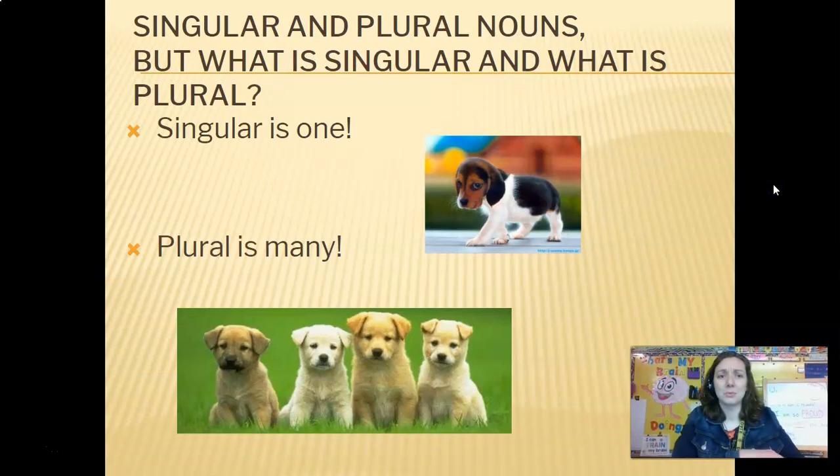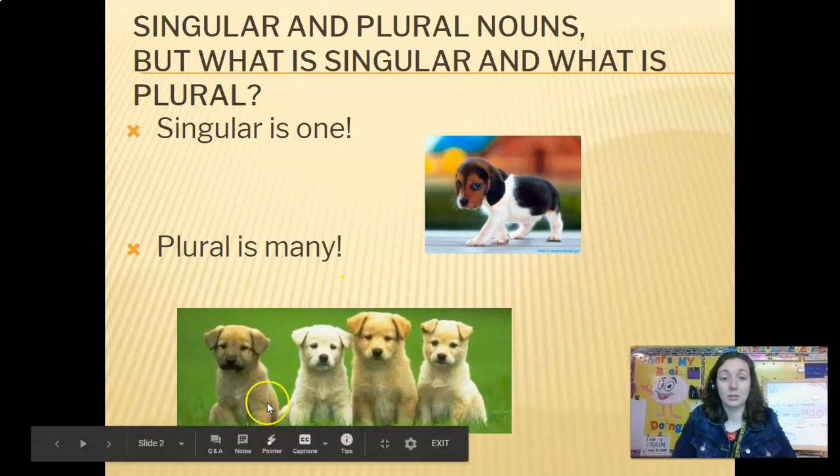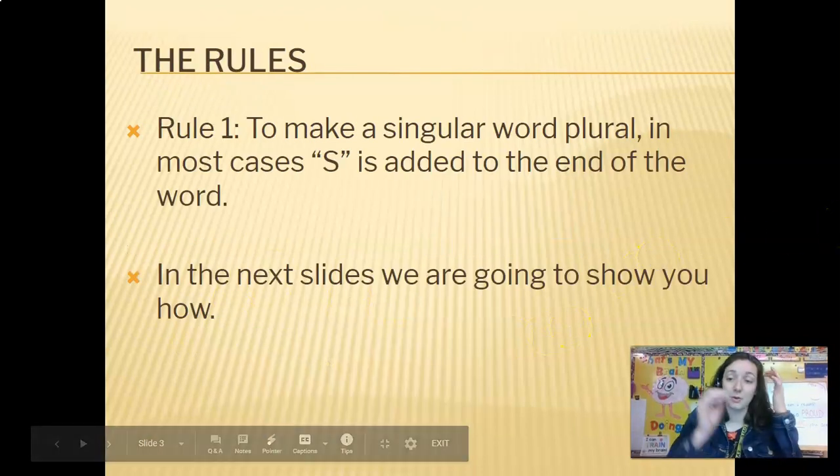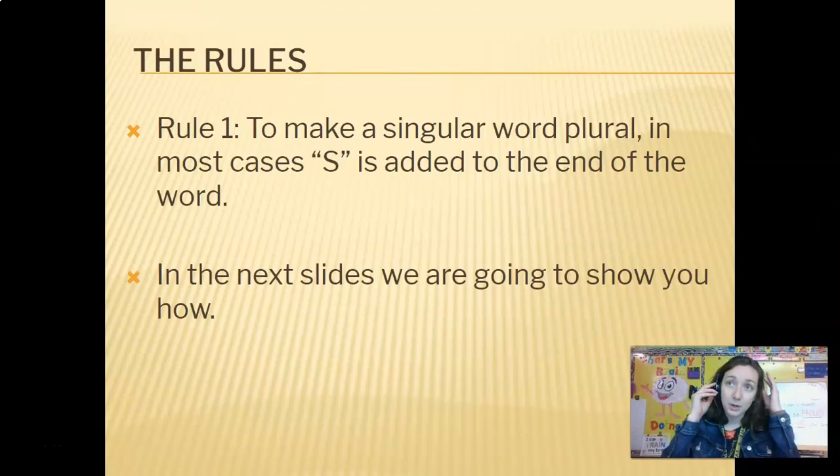But what is singular and what's plural? So just to review, singular is one. So if I have one puppy, that's singular. And plural is many. So two or more. There's more than one puppy in that picture. There are a couple different rules when you go with plural, and don't be overwhelmed. We're going to continue to review them as you go through second grade and other grades as well. But I just wanted to introduce you to some of the rules for singular and plural nouns.